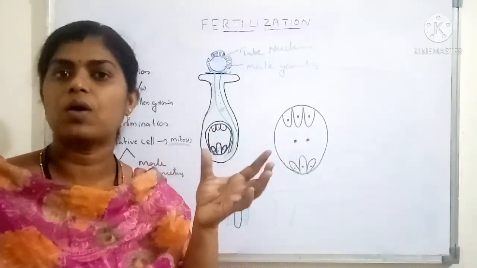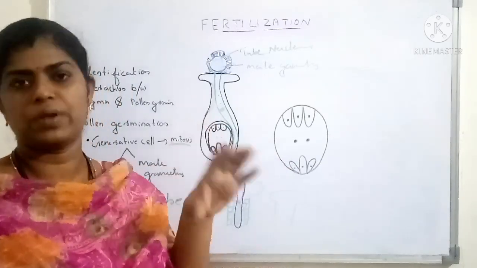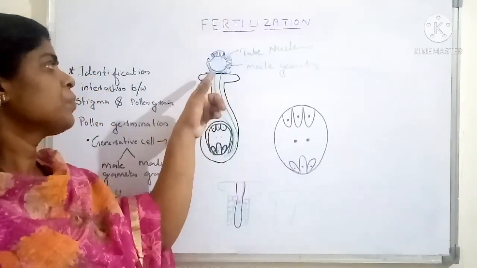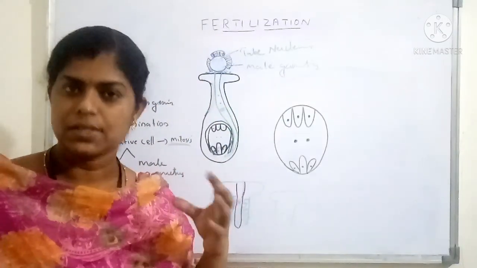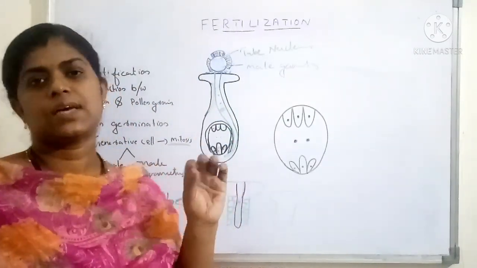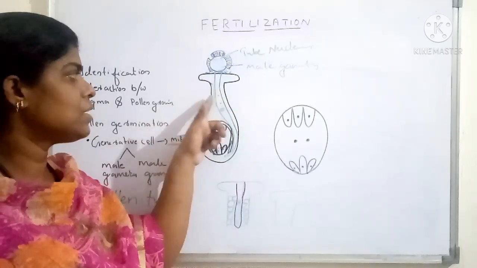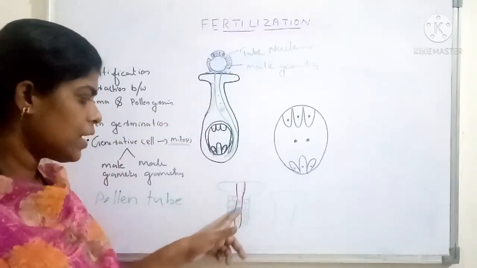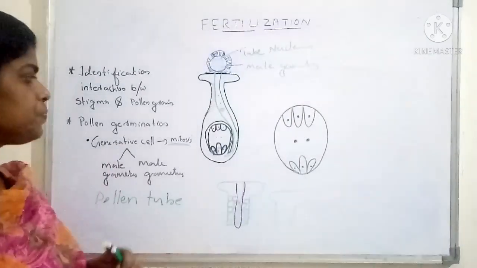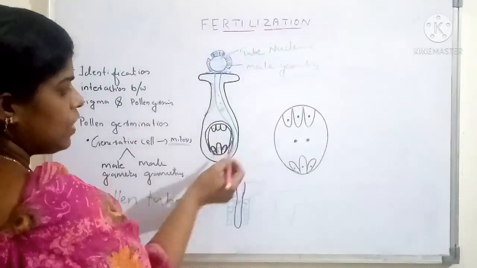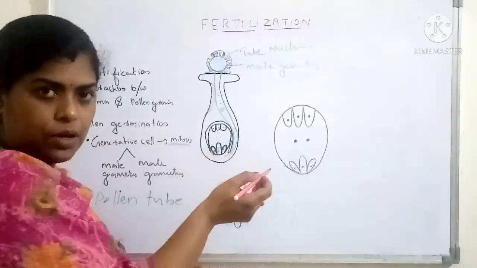Sometimes it will be a solid style, which means it is packed with so many cells. And how can the pollen tube pass through? The pollen tube produces some enzymes. By means of these enzymes, the cells packed inside the style get dissolved so that it can easily pass through the style. And finally, it will reach the micropyle.